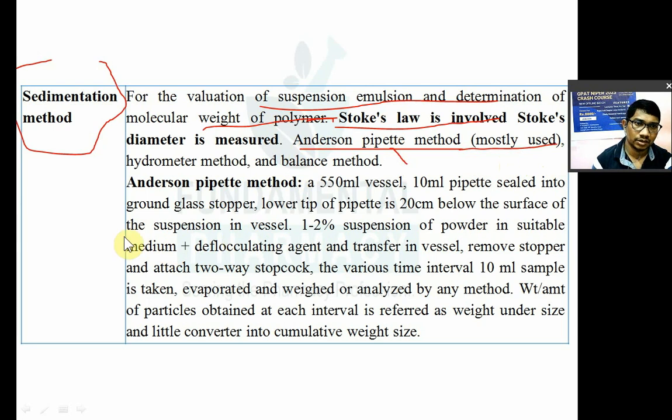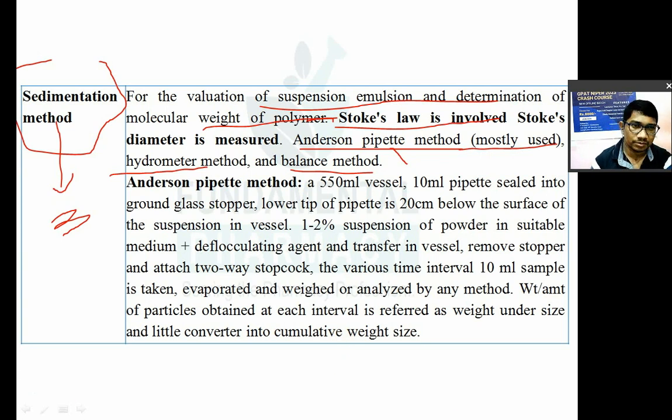Then another method is there known as the hydrometer method, and another method is known as a balance method. So there are three methods in the sedimentation method. Particle size measurement by sedimentation involves the three methods. What are the three methods? First one is a pipette method, second one is a balance method, and third one is a hydrometer method. Okay. So out of that, pipette method, that is the Anderson pipette method, is most commonly used.